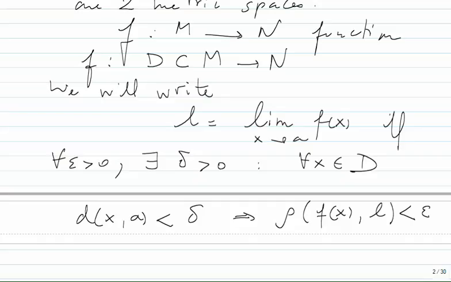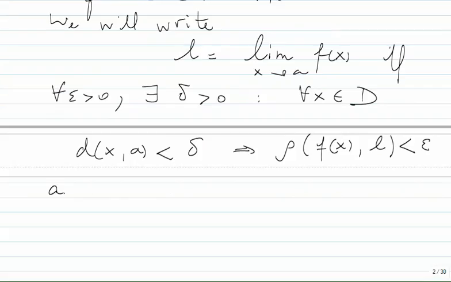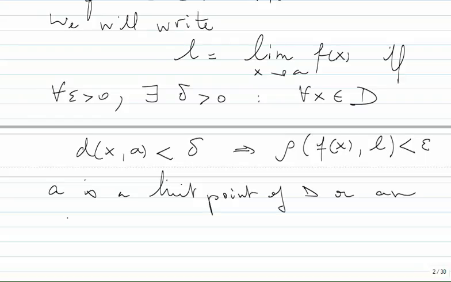Let us make some little general comments here. Number one, we do not assume that x is equal to a. Therefore, we need to have x close enough to a in D, and so in general we'll assume that a is a limit point, or an accumulation point, of D.